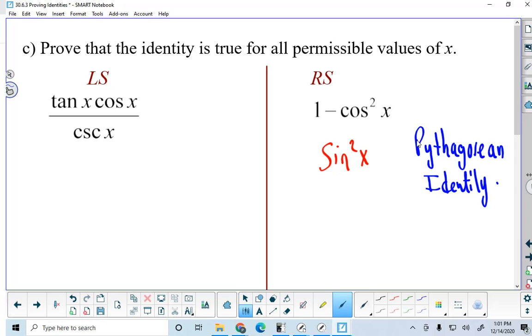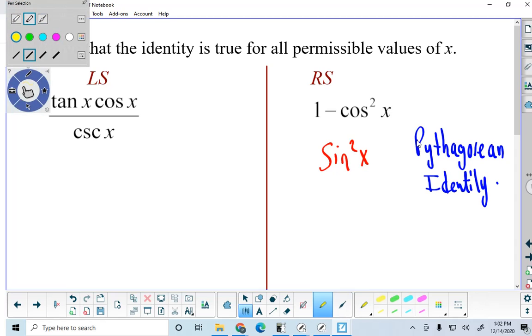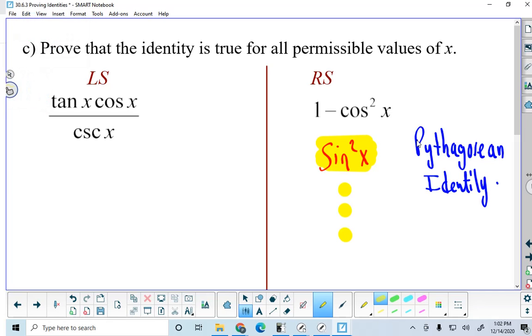And this is a case where I told you with proofs you want to turn the left side into the right side, or the right side into the left side, or meet them in the middle, because I hope what I'm about to say really makes sense when you listen clearly. There's no way I am going to, at this point, try to take sine squared and do something to it to turn it into tan x cos x over cosecant x. That just doesn't make sense in my mind. How are we going to take sine squared and turn it into something more complicated? What we want to do is take something complicated and turn it into sine squared.